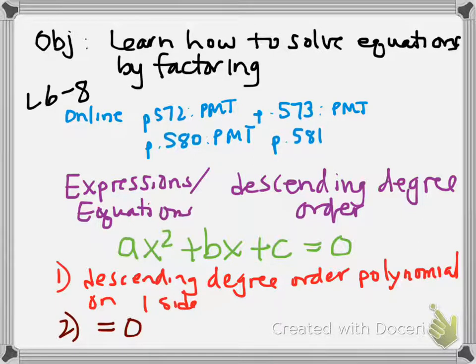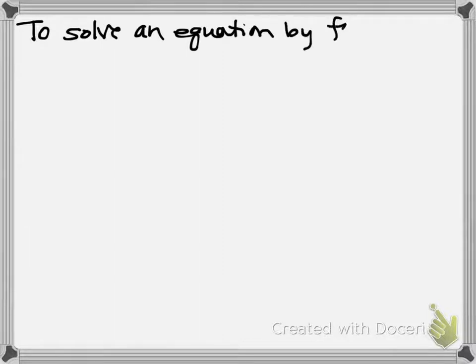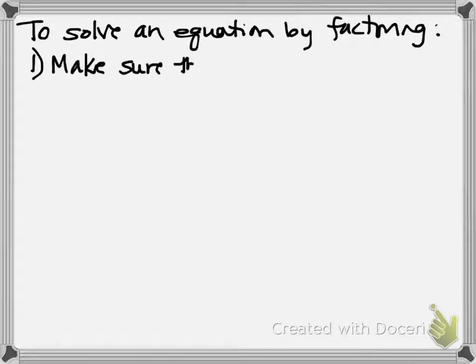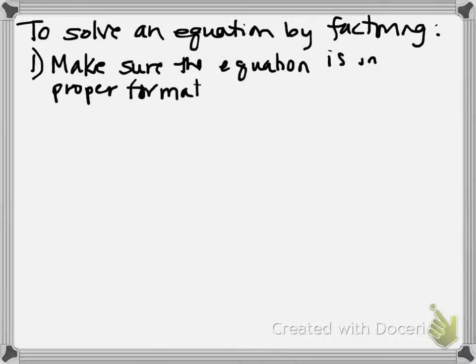All right. So let's go through some steps that we're going to follow to solve an equation by factoring. Number one is to make sure the equation is in proper format. So we talked about that. Proper: descending degree order on the left, equals 0 on the right. That's our proper format. If it's not that, we got to get it there. If I've got things on both sides, I'm going to get everything on one side, 0 on the other. Okay, so that's super important.